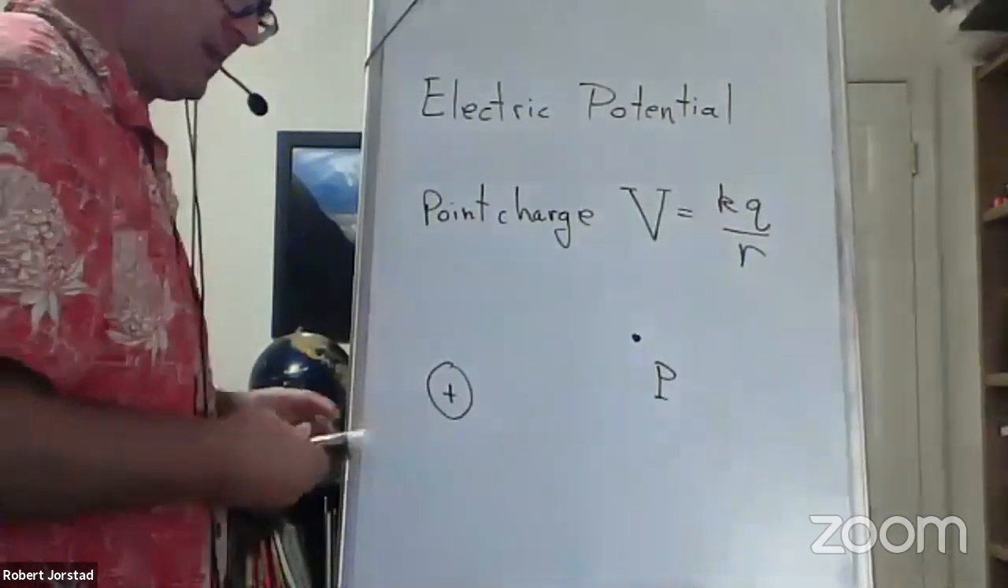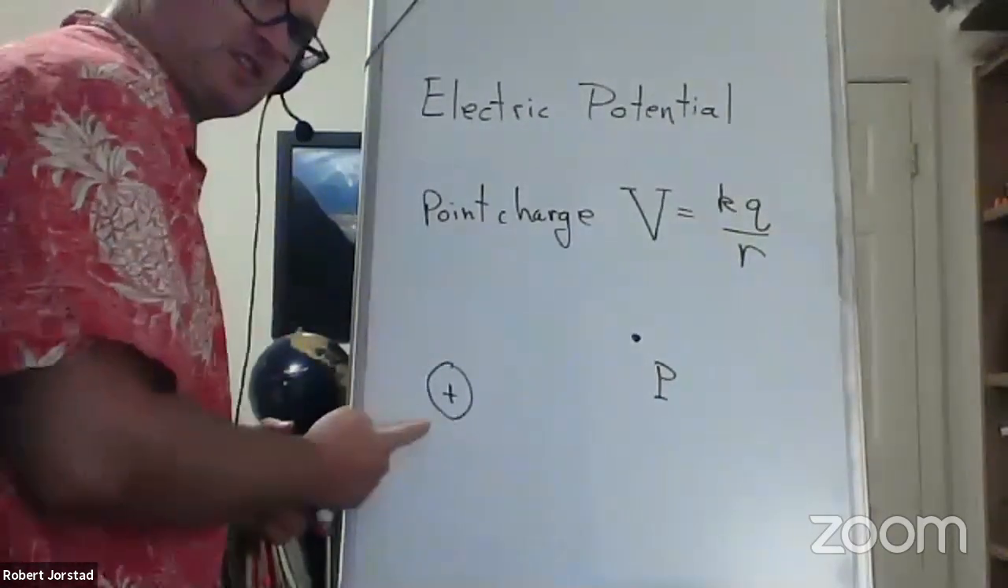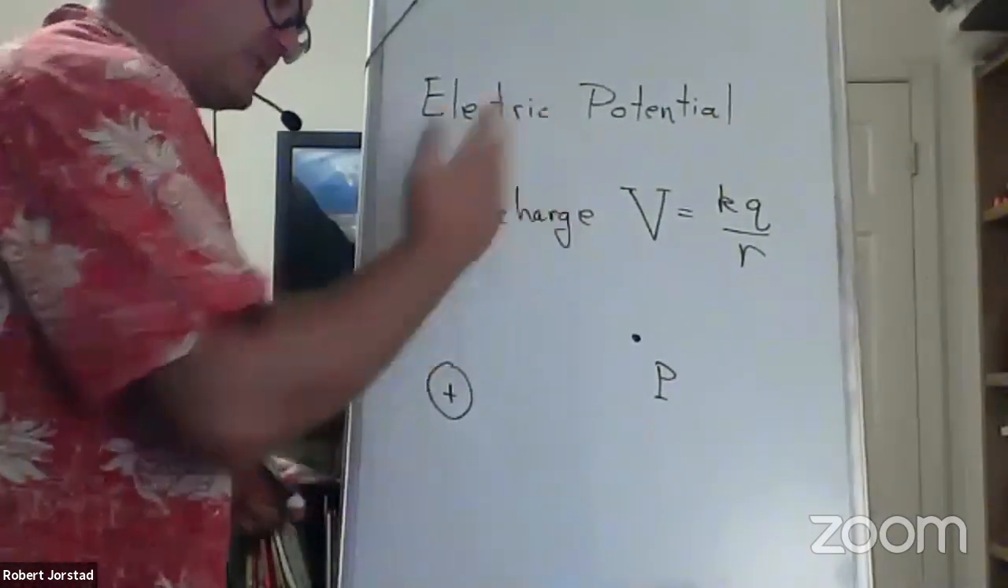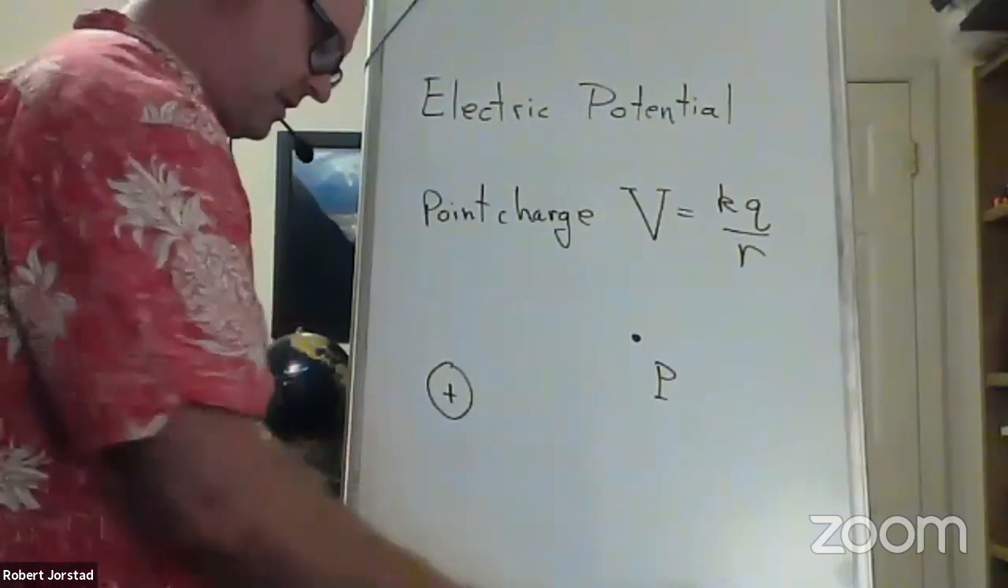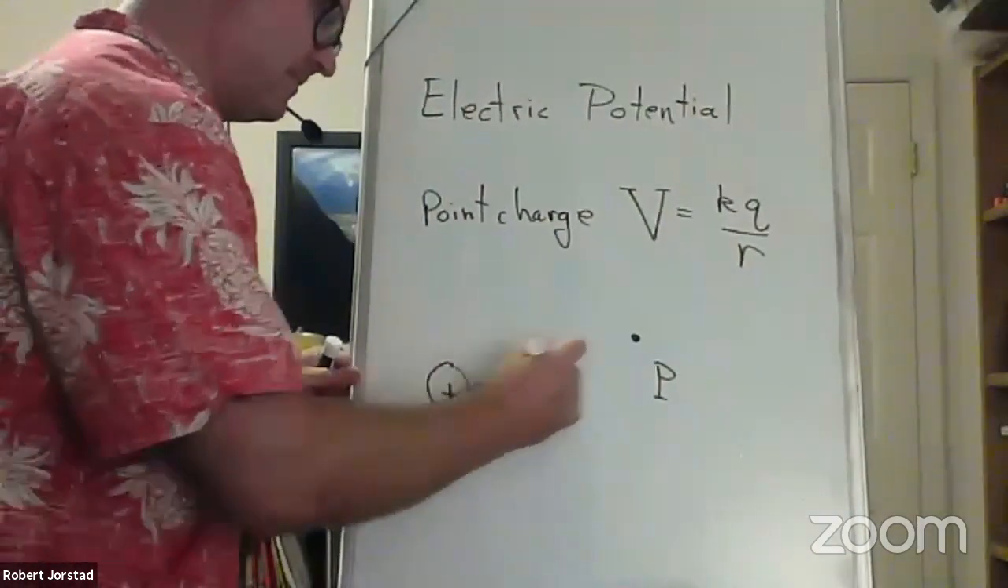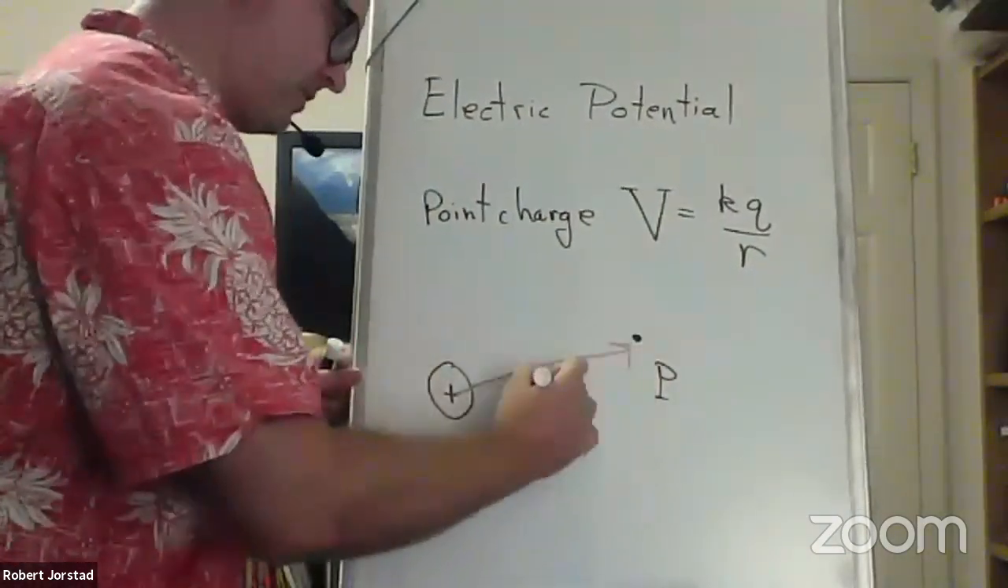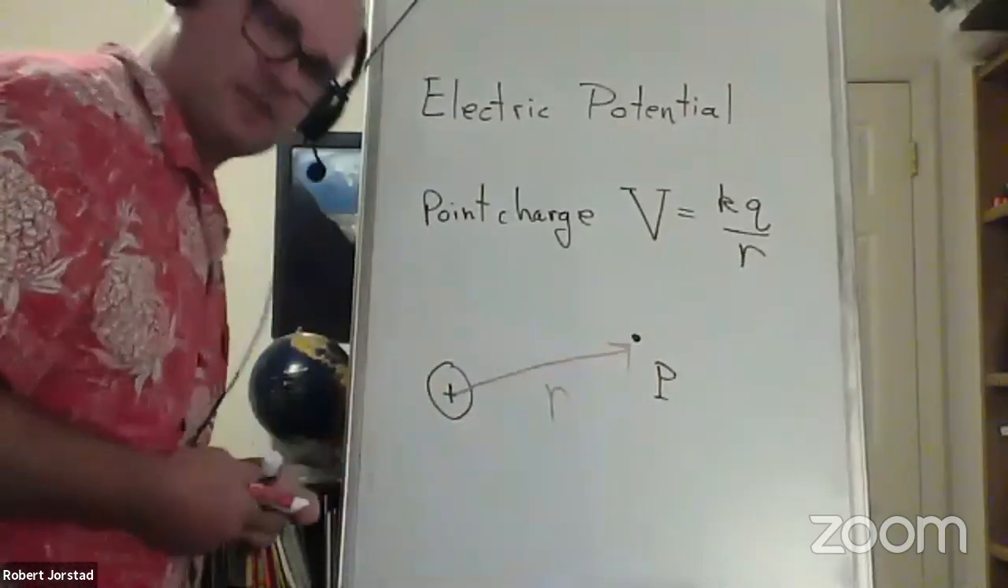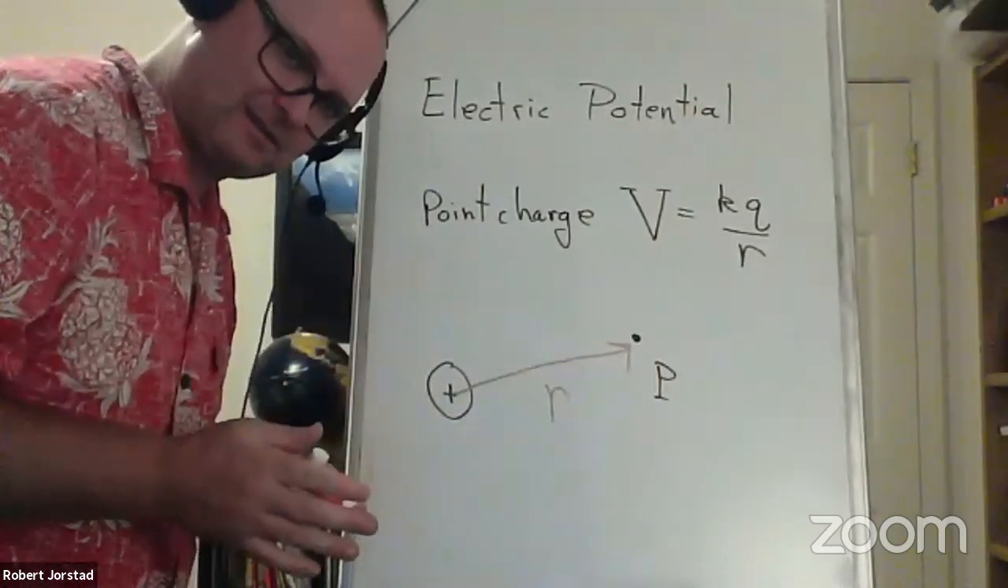So again, this would be our point of interest. This is the source of the electric potential. So if we go out here this way, that would be R. So notice it's a scalar.